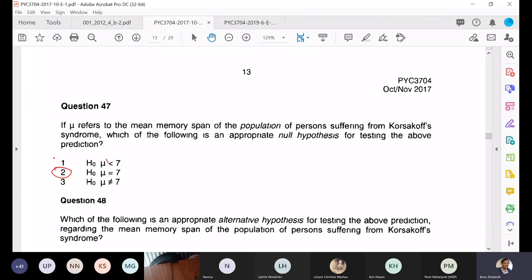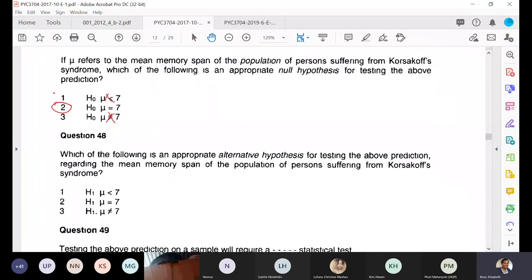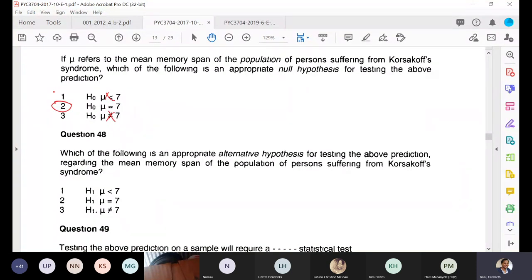So this one wouldn't have been correct, and this one wouldn't be correct in any way, whether we know what we need to be discussing or what the null hypothesis should be. Number 48 says, which of the following is an appropriate statement to use for testing the above prediction regarding the mean memory span? Since we know from our question that we're doing an equal, which is a two-tailed test, what will be our alternative?